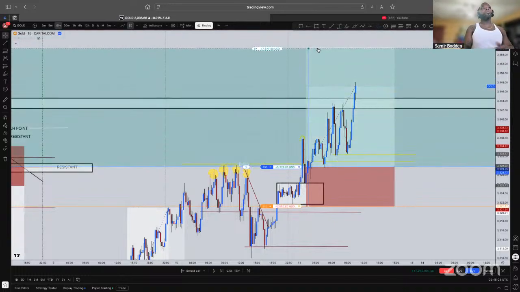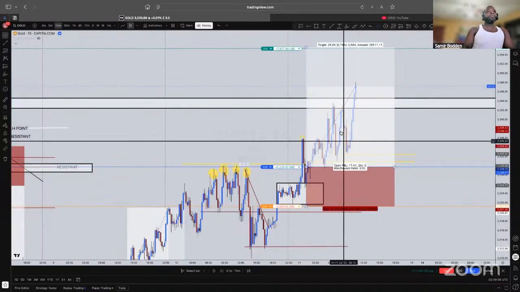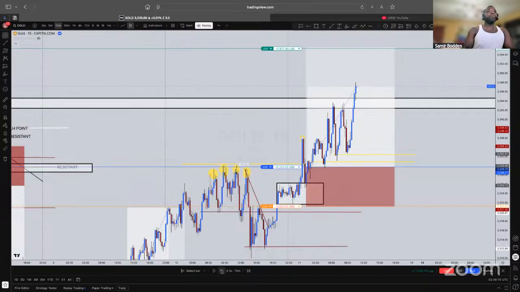Right here, we could see, I'll put this right there. If price could just retest and keep pushing, that would be nice. Okay, so we're at a risk-free trade at this point. We've got no more risk on the table. Let's see if we can continue to push.